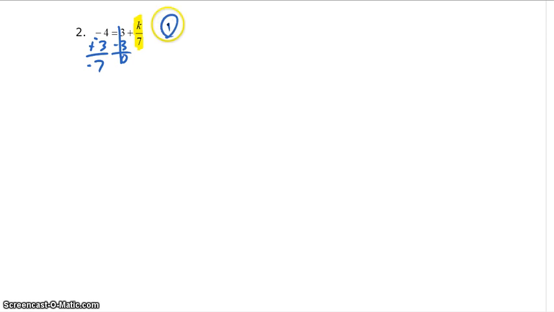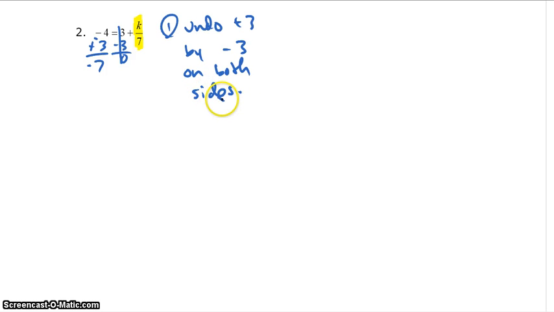So our first step was to undo the positive 3, or undo the 3 that was there by taking away 3. And we did that on both sides. We always do that. Whatever we do to one side, we have to do to the other side in these equations, in every equation. Now we've got this: negative 7 equals k over 7.